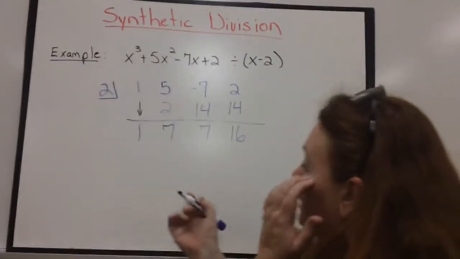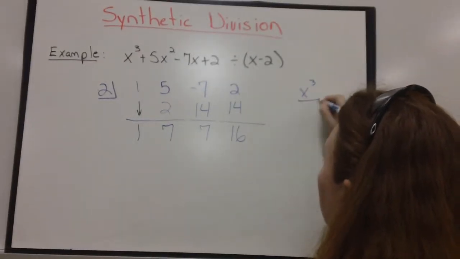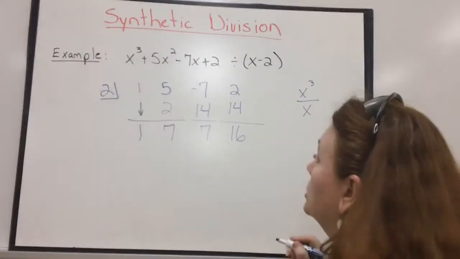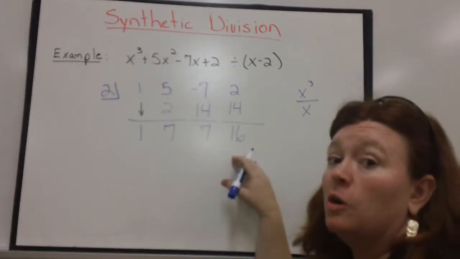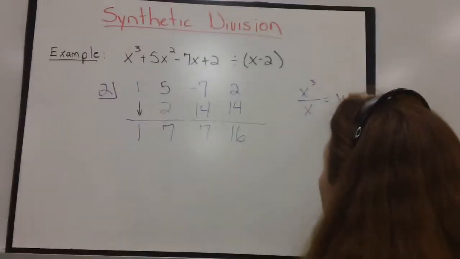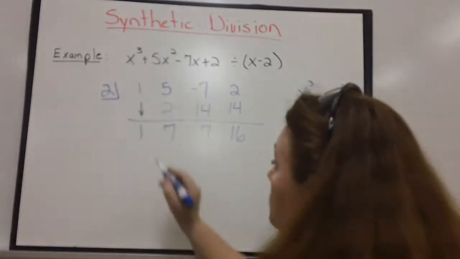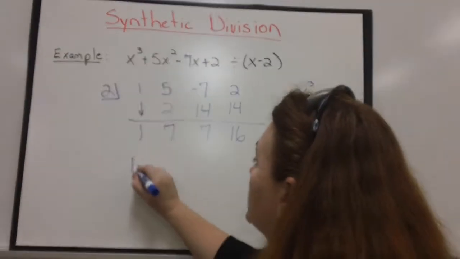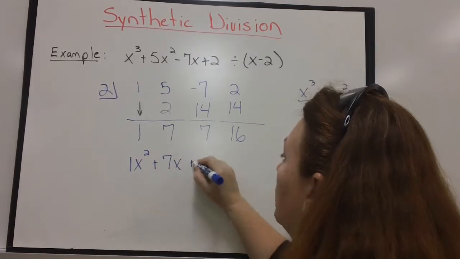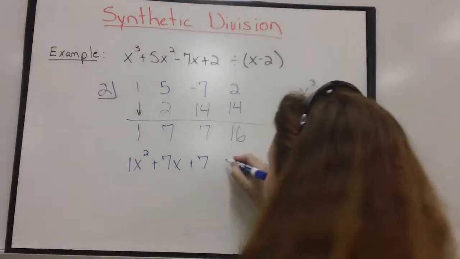When I divide an x to the third by an x, what do I have left? I have an x to the second. So these are, remember, coefficients of a polynomial that's going to start with an x to the second. In other words, just go down one. So I started with an x cubed. This is the coefficient of my x to the second. 1x to the second plus 7x to the first plus a 7. And this last number is always your remainder.